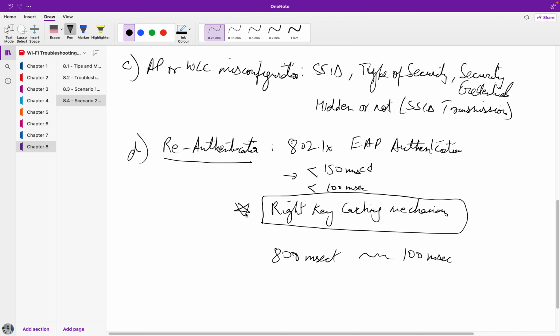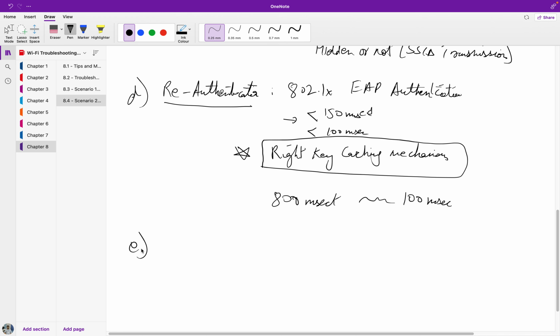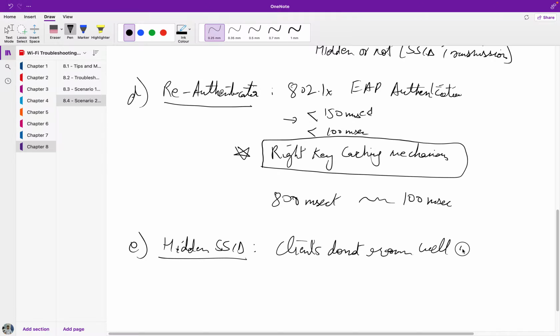Now the next point, and the last point which I want to look at, is something that usually doesn't happen, but just to make sure I check that as well. Hidden SSID. I do not want my network to have any hidden SSID. It has been seen with experience, over time, that clients do not roam well on hidden SSIDs. So you don't want to do that.